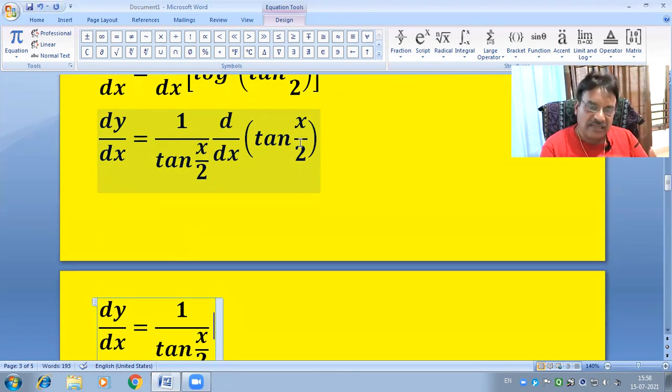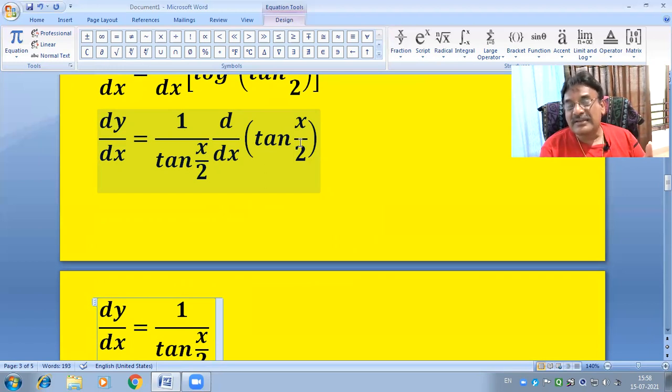So we use here again the simple derivative formula. We know that d/dx of tan f(x) is sec square f(x) into f dash of x. And f(x) is replaced by x by 2. So here the derivative is sec square x by 2. d/dx of tan x by 2 is equal to sec square x by 2 into d/dx of x by 2.